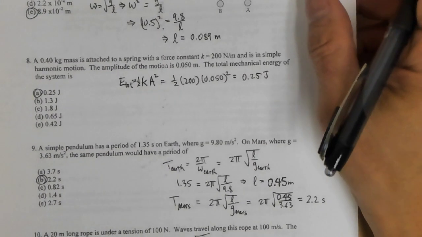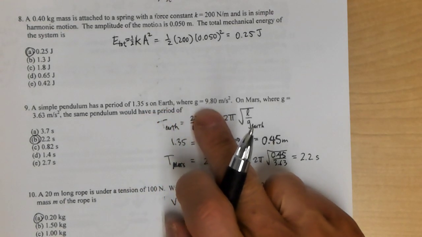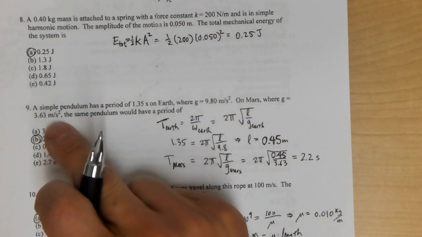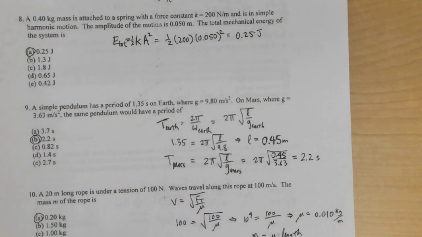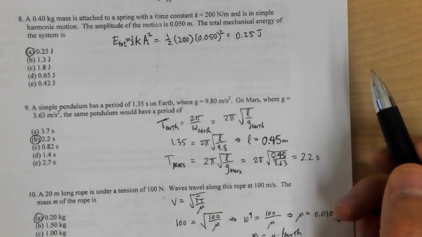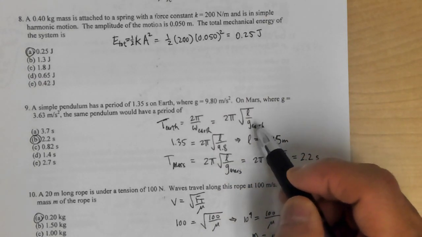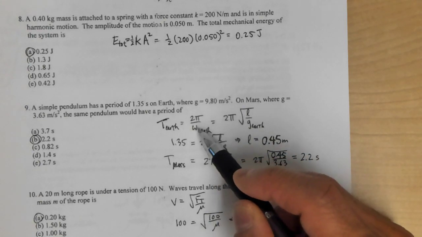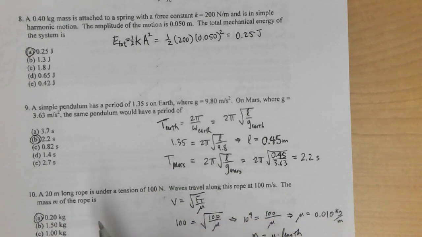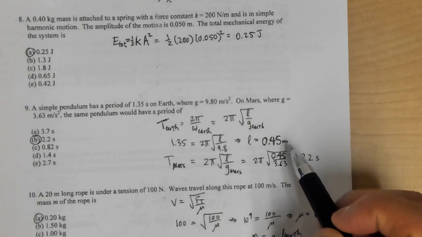Next one is number 9. A simple pendulum has a period of 1.35 seconds on Earth, where g is equal to 9.8 meters per second squared. On Mars, where g is equal to 3.63, the same pendulum will have a period of what? For Earth, the period is 2 pi square root of L over g. You can go through the steps and write it 2 pi over omega, and that's 2 pi square root of L over g. The straightforward way to do this problem is to just calculate what L is.